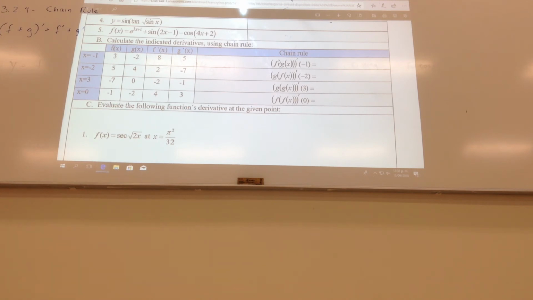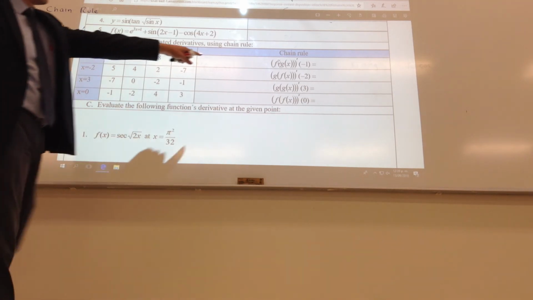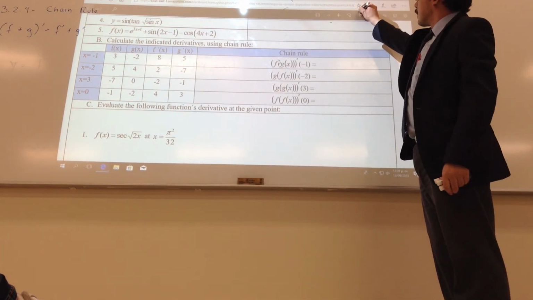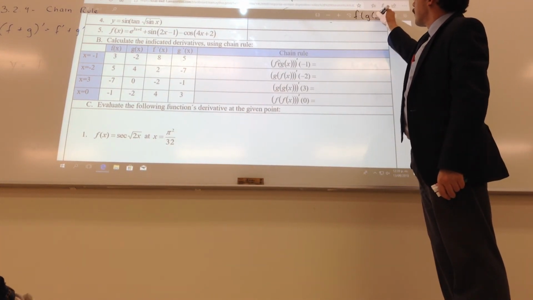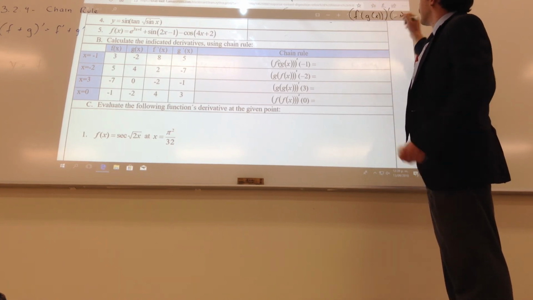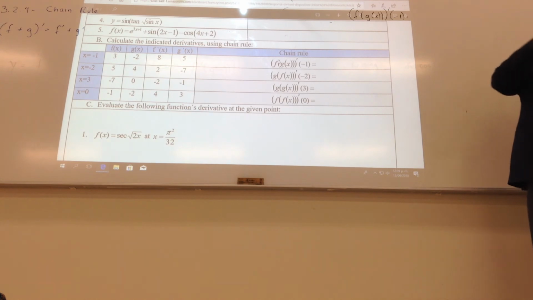Next part. Part B, now the table. Remember? It's almost the same situation, but with little changes because of the formula. Let's try to do this one: the derivative of f of g of x at minus 1. In this case, it's better if you apply the formula.